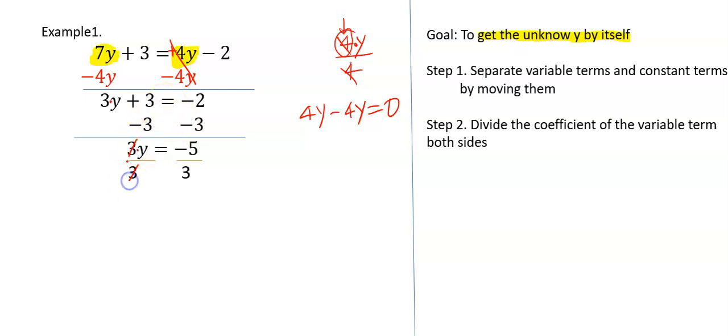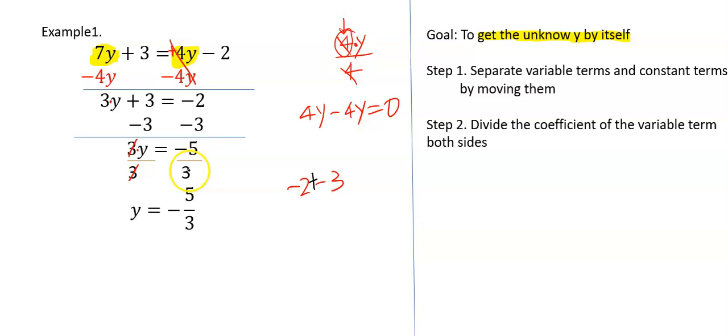And 3 divided by 3 gives us 1, or 1y. 1y is also the same as y, because anything times 1 is itself. On the right-hand side, after we subtract the 3, we end up with negative 5. When we do negative 2 minus 3, we could put a little plus sign between these two numbers. So it's like $2 debt plus $3 debt. Together we have $5 debt. That's why we have a negative 5.